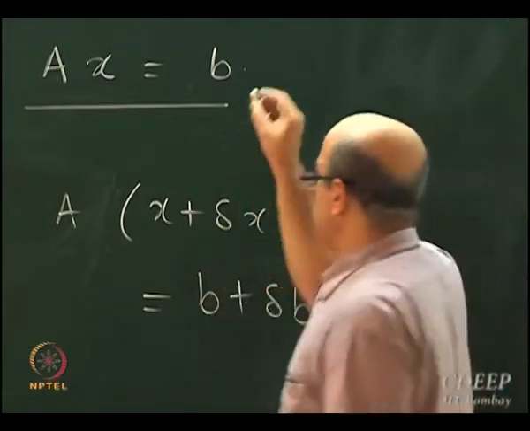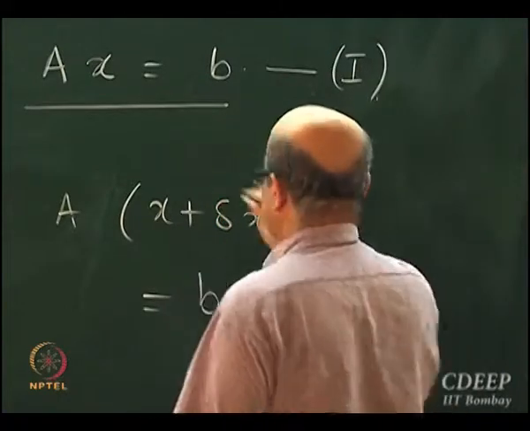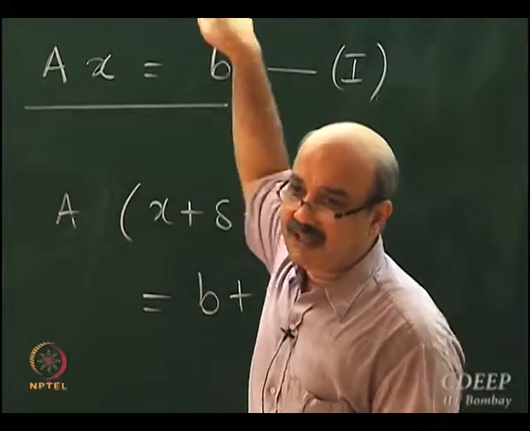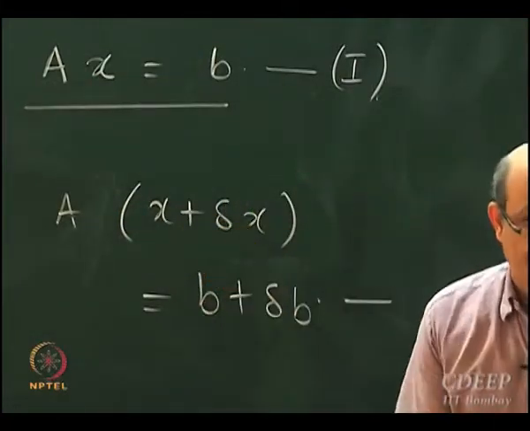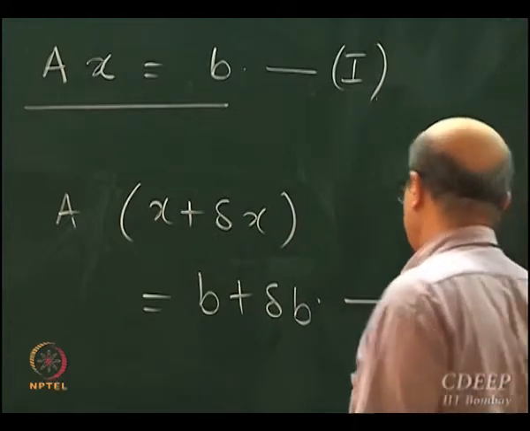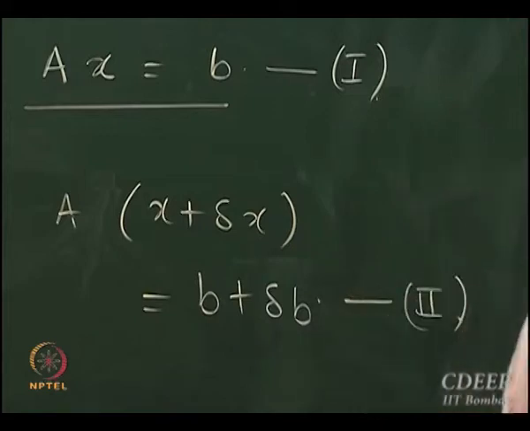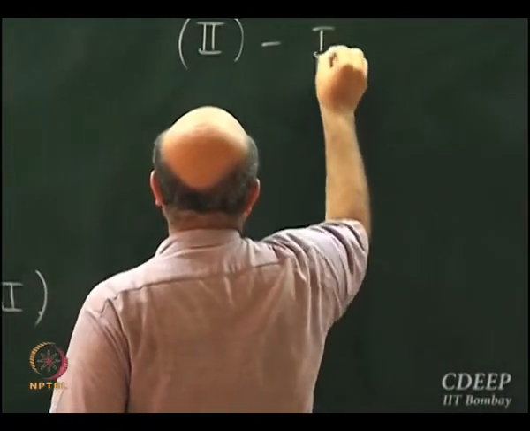Okay, so this is my original. Let's say x is the true solution, A is the true representation of the A matrix, b is the true representation of the b vector, and this is what you ended up solving in the computer. Okay, so this is my equation 2. What will I get from 2 minus 1?